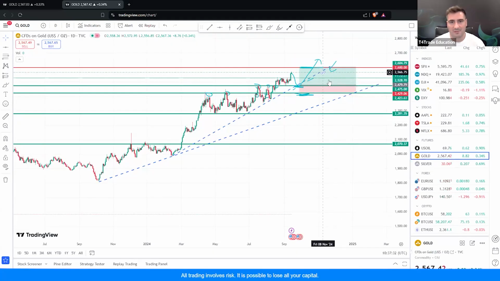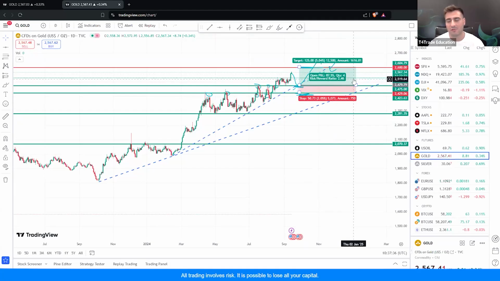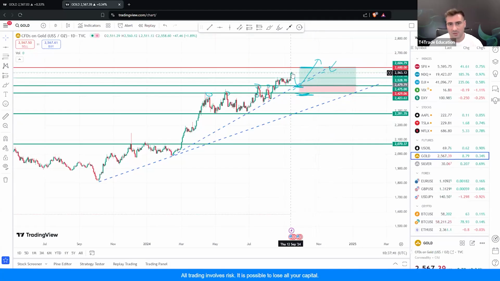So you're risking 2% in order to get 5%. So risk reward ratio of around 2.5. So that's very, very decent. If and only if we see a pullback and then you just capitalize upon that. So that's one way of playing it.